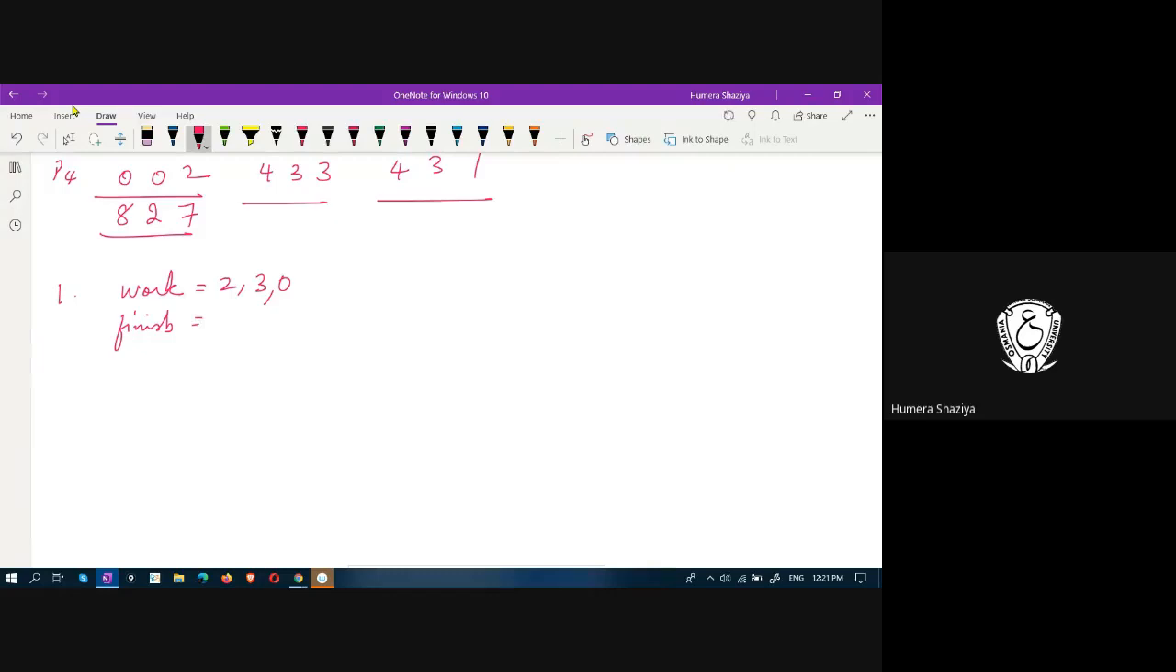What is finish? You are initializing finish of all processes, meaning finish of I, where I takes values 0 through 4, that is P0, P1, P2, P3, P4. All are false, meaning they have not completed their execution. The finish of every process is false. When you expand this, you get finish of 0, 1, 2, 3 and 4, all initialized to false.